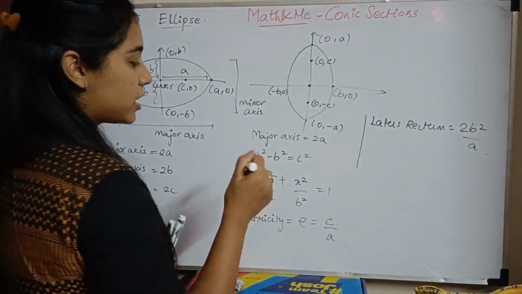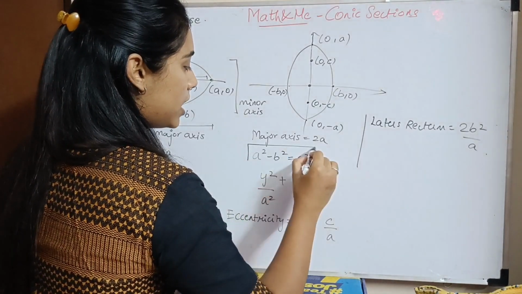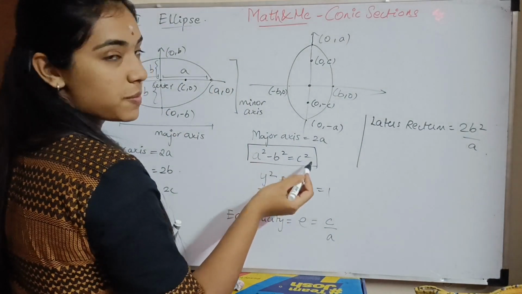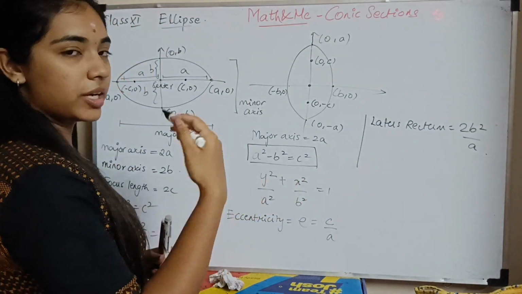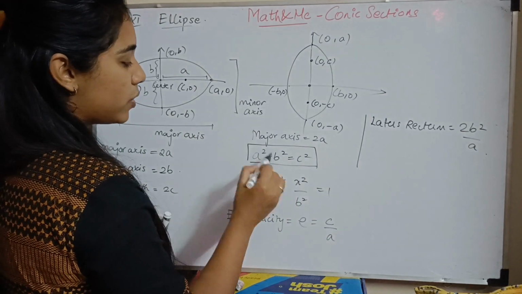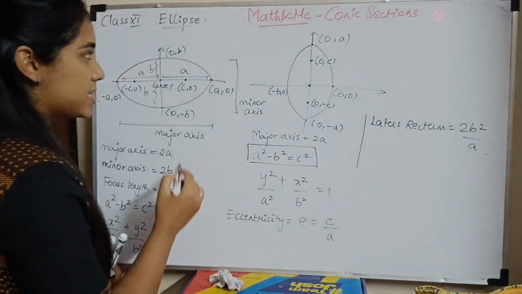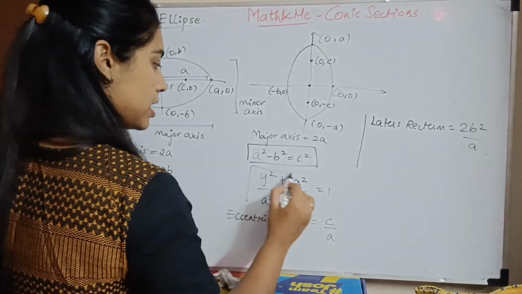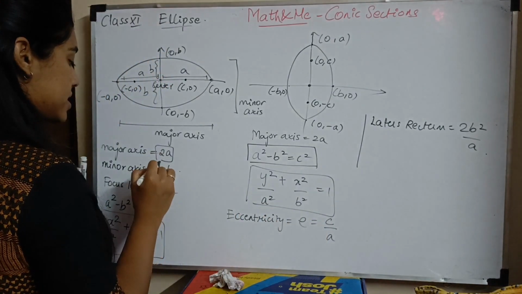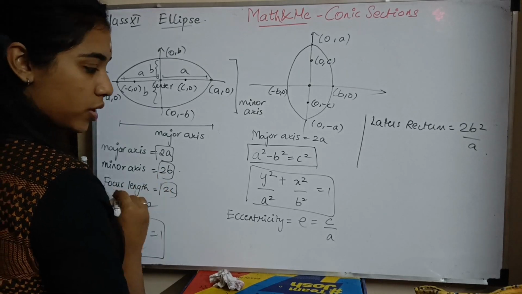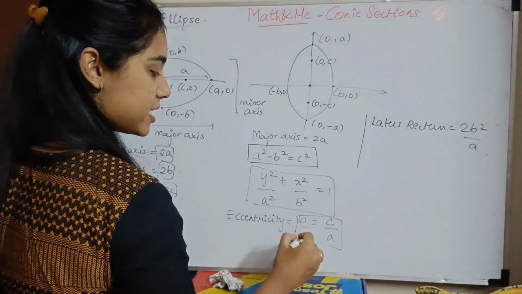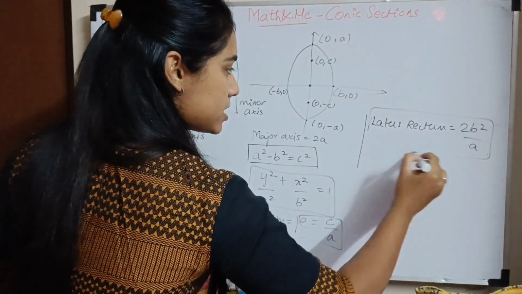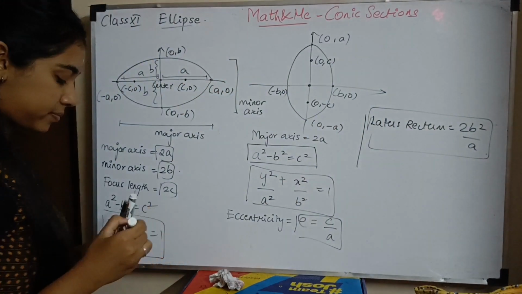So you need to remember the relation between a, b and c for an ellipse. For hyperbola it will be a square plus b square equals c square. That we learn when we are learning hyperbola. Okay. So for now you need to know the relation between a, b, c for an ellipse. You need to know the two different equations and the length of the major axis, minor axis and the focus. You need to know what the eccentricity is. E equals c by a and the length of the latus rectum is 2b square by a. Okay.